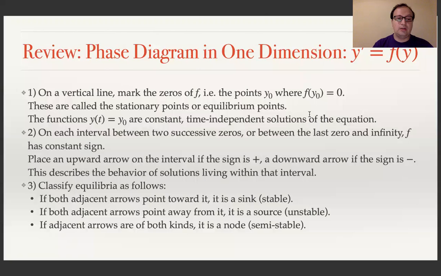And then we need to place an upward arrow on the interval if the sign is plus, and a downward arrow if the sign is minus. So this will describe the behavior of all the solutions that take values in that interval, namely on an interval on which f is positive, all solutions that take values in that interval will be increasing, and on an interval on which f is negative, all solutions will be decreasing.